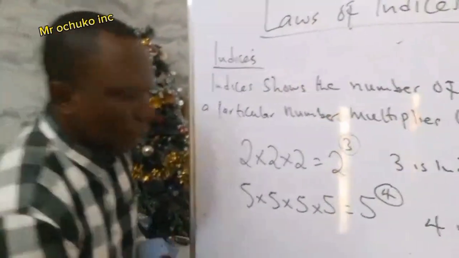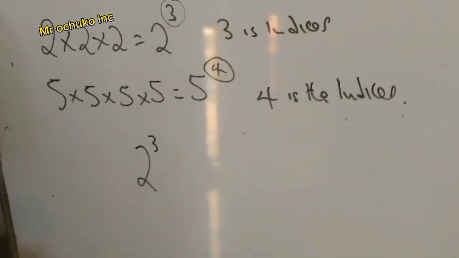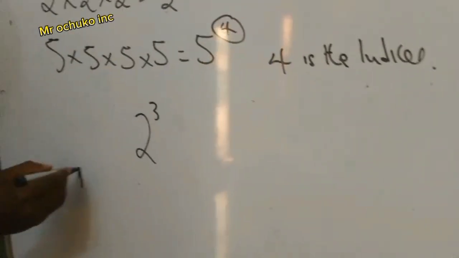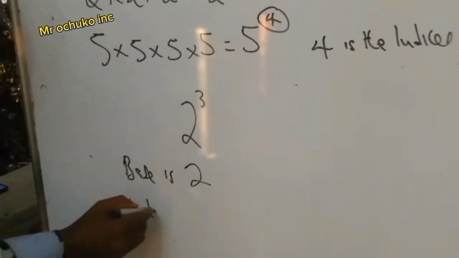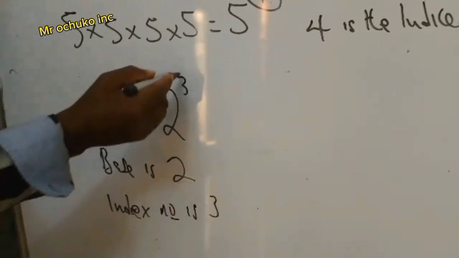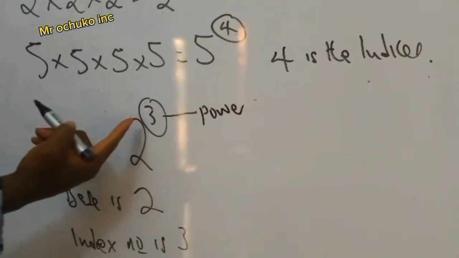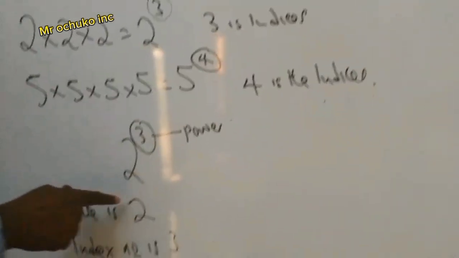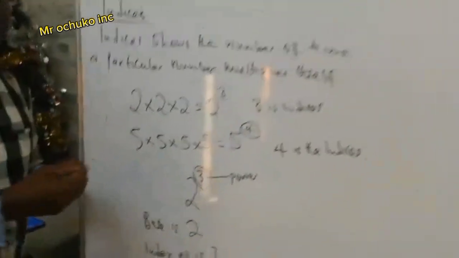But there's something we should understand about this. Let's see when we say 2 raised to power 3. When we have 2 raised to power 3, we have what they call the base number. This is the base. The base is 2. Then the index number is 3, which is the indices, which is also the power. So another word for indices is also power. So the base is 2. The indices there is what? 3. Please take note of that.